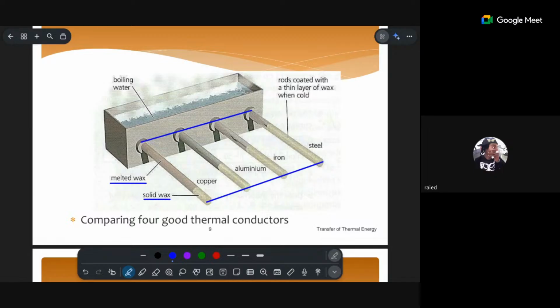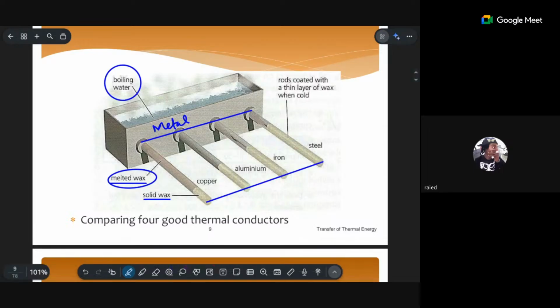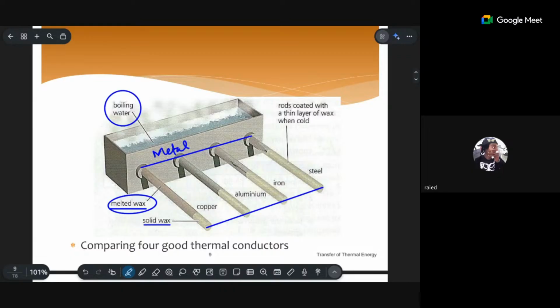Now boiling water is placed in the container. This is a metal box. What will happen is that the metal box will transfer the energy, and the material that is the best conductor is the one that has melted the most wax. So that is why copper is the best conductor in this example. Do you agree?